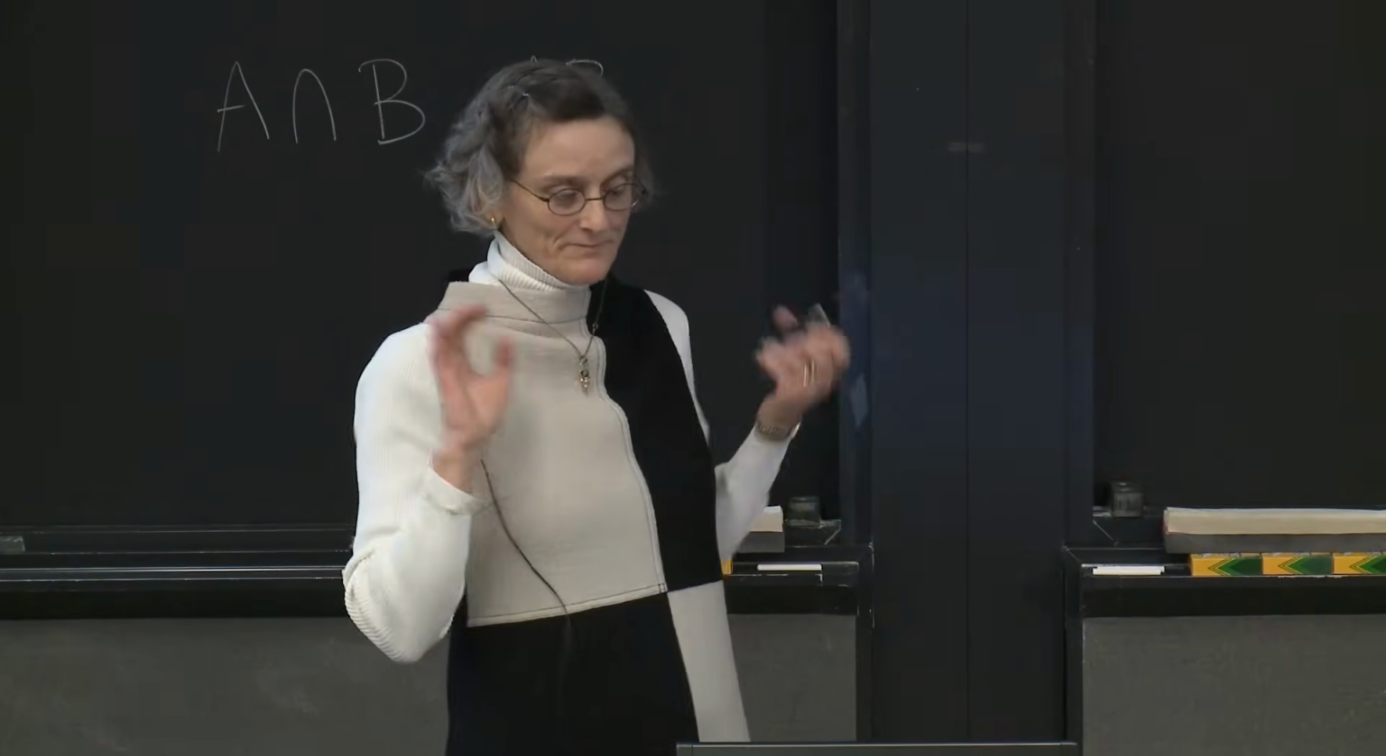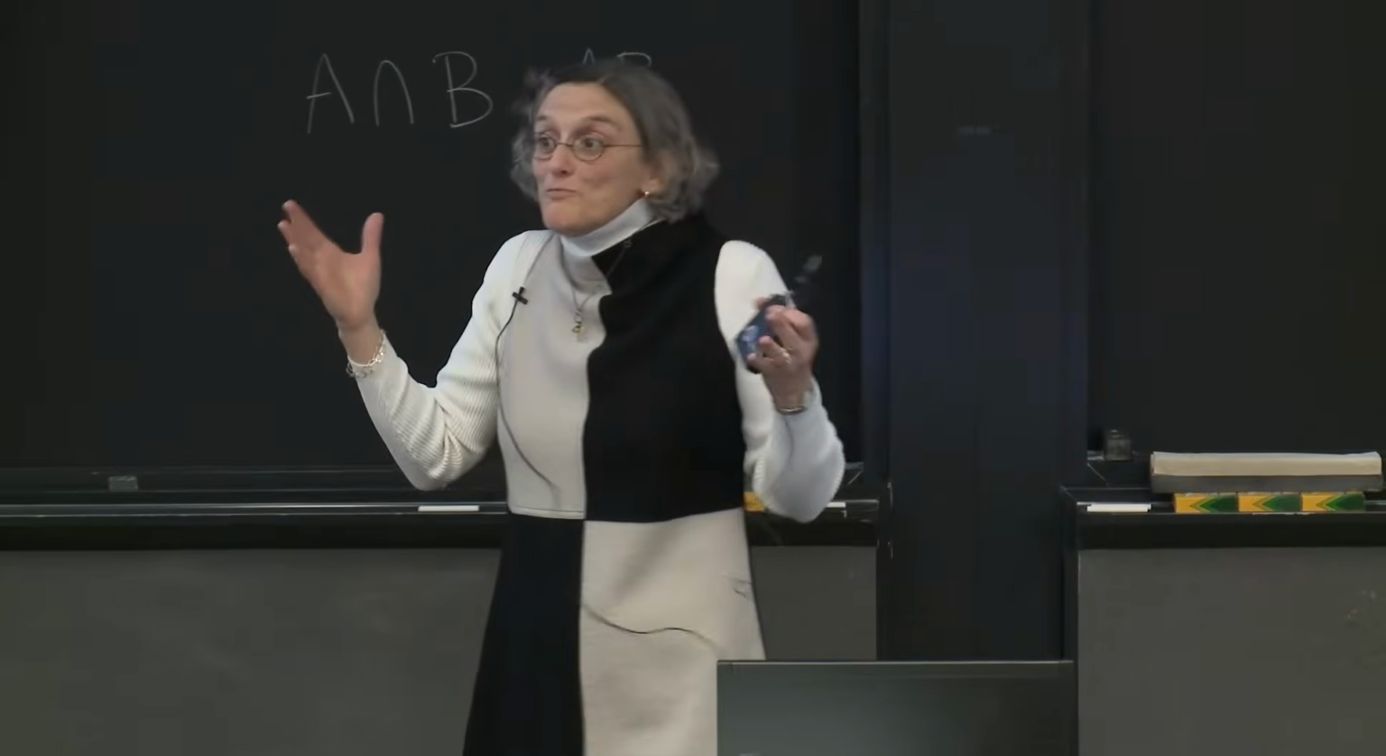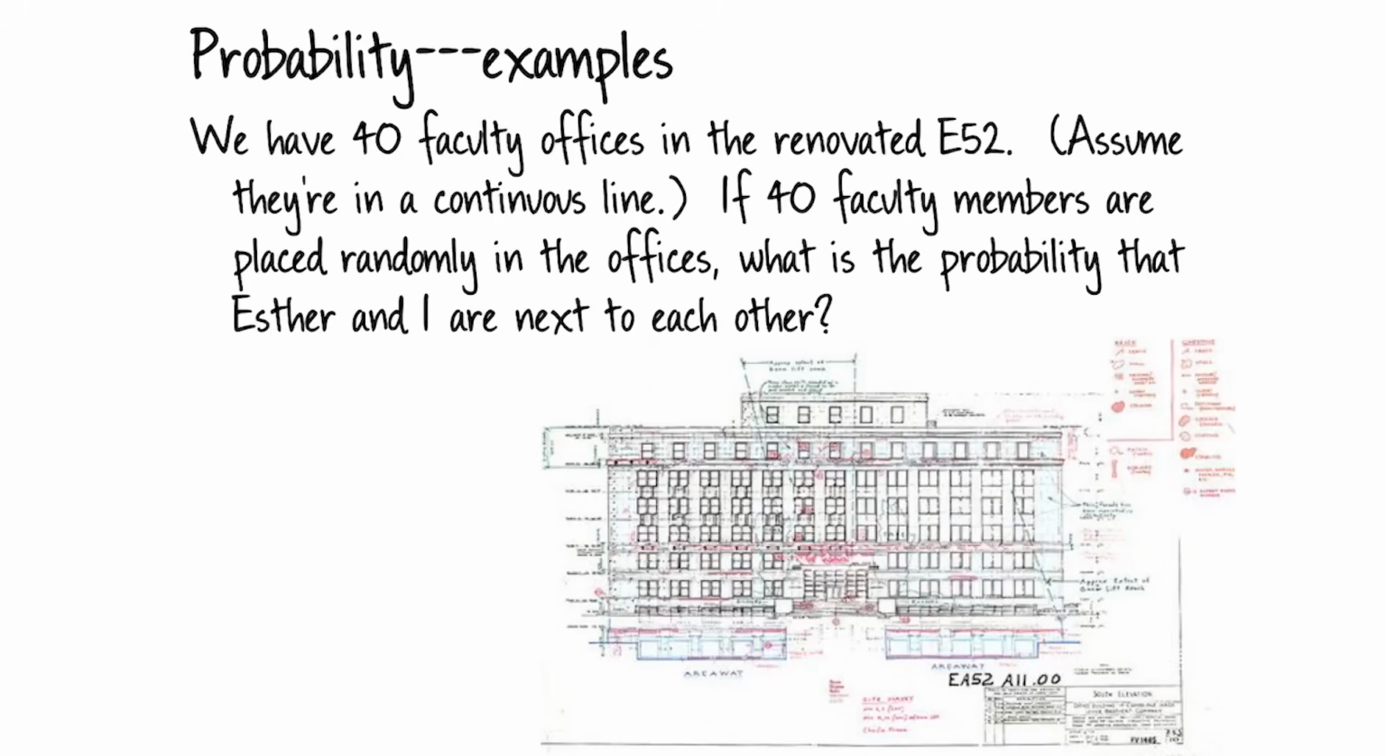Okay, another example. So we've got this new building. You guys should come visit it if you haven't already. So the economics department just moved back into a renovated E52. It is spectacular. And all of the faculty, we have all these beautiful, newly renovated faculty offices, and all the faculty got assigned to one of the offices. Okay? So I think we have 40, maybe we have 41 faculty offices, I'm not sure. But let's say we have 40 faculty offices in the renovated E52.